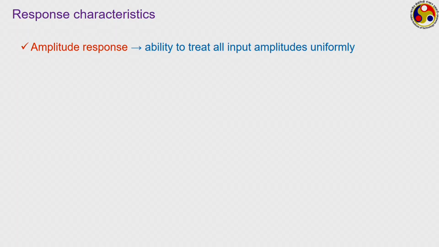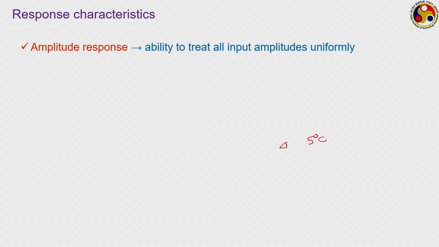As for response characteristics, there are generally 4 terms or definitions that I would like to introduce. The first is the amplitude response. It refers to the ability of the device to treat all input amplitudes uniformly. Going back to the thermometer reading, suppose the temperature rise, our delta T, is 5 degrees Celsius, which leads to a change in length of 5 millimeter for the mercury column. Then if the temperature rise is 10 degrees Celsius, it should show a 10 millimeter change in length of the column. This is what we refer to as the amplitude response.